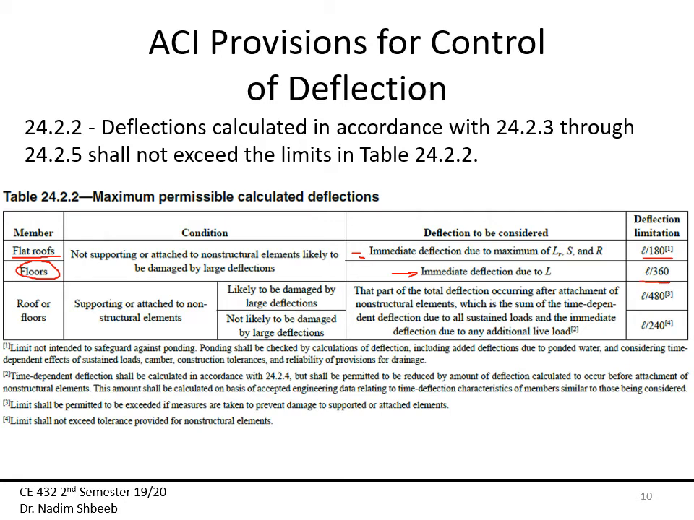Now, if it is supporting or attached to non-structural elements likely to be damaged by large deflections, then the part of total deflection occurring after attachment of non-structural elements is the sum of the time-dependent deflection due to all sustained load, and all sustained load means dead load, and the immediate deflection due to any additional live load.